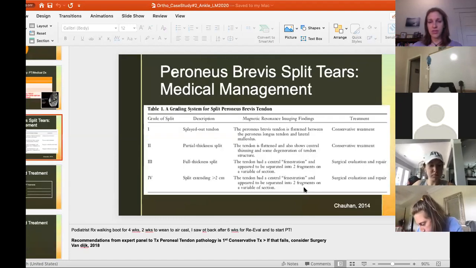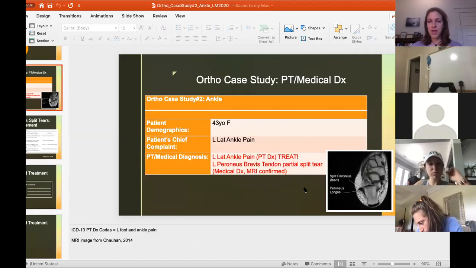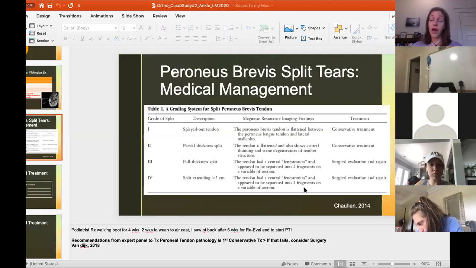And whoops, got ahead of myself. Based on that, there are a couple articles that I subsequently looked up, on how this guides our treatment with peroneus brevis. So I was thinking, oh man, she has a tear. Is that a contraindication to PT?